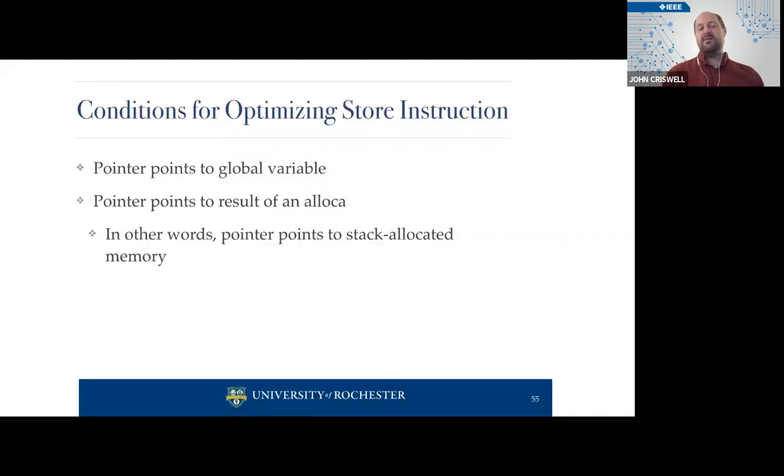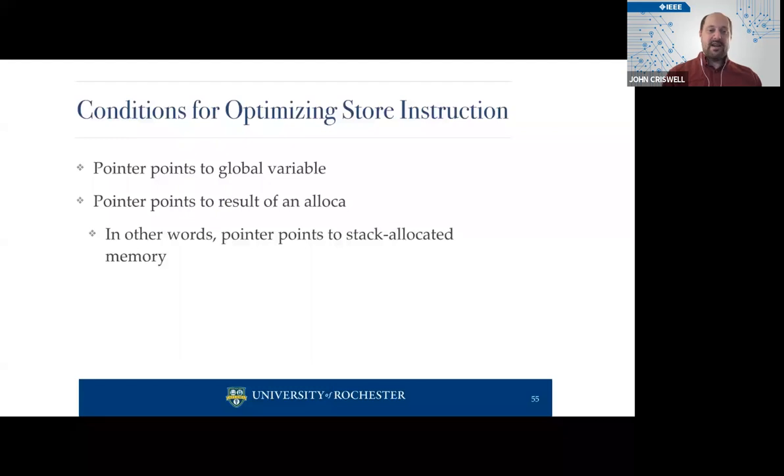I know it's been allocated. I know it hasn't been freed. Stack allocated memory is freed when the function returns. I forgot to mention that earlier. So I don't need checks on pointers to global variables. I don't need checks on pointers that are the result of an alloca, right? Because I know that those are safe, right?